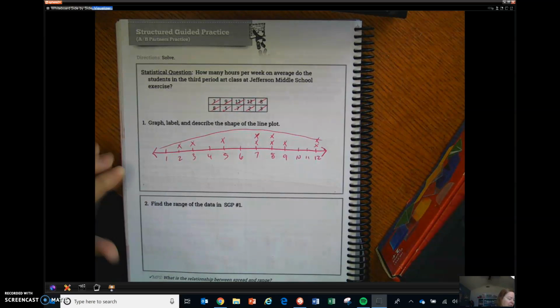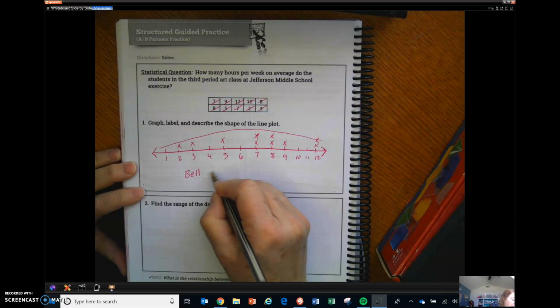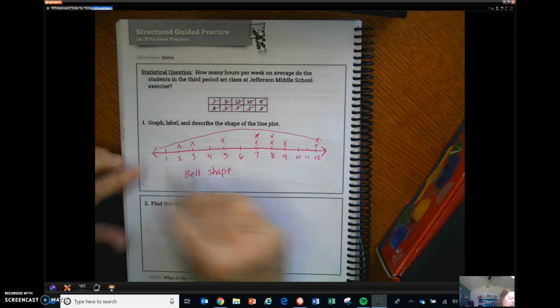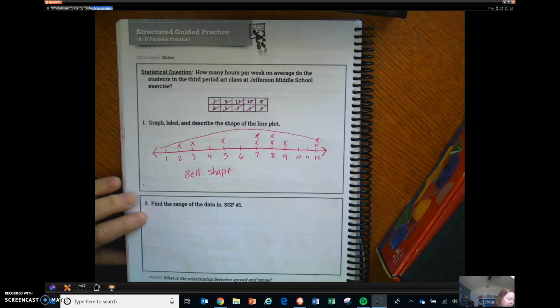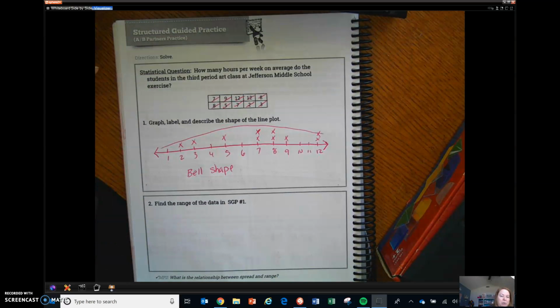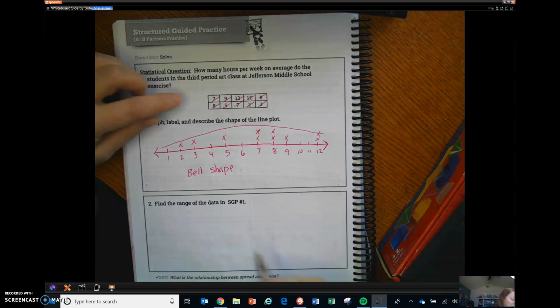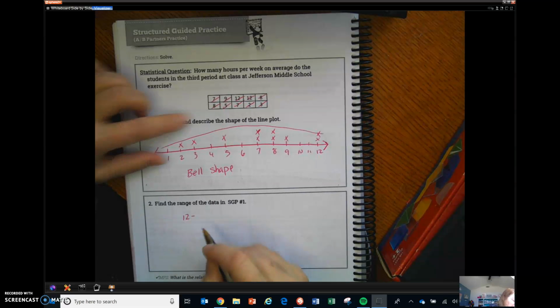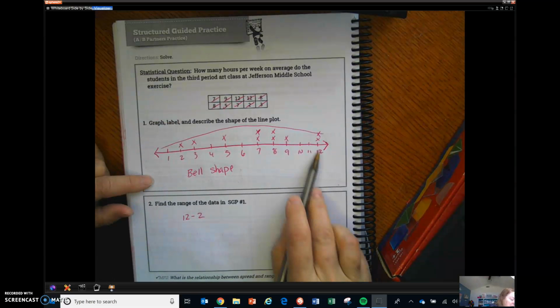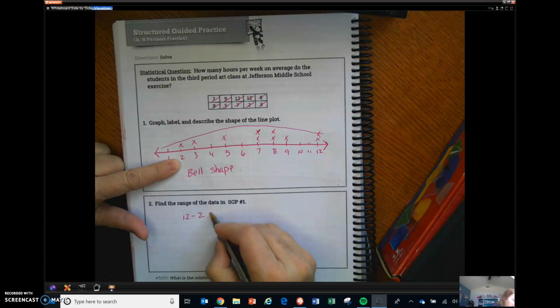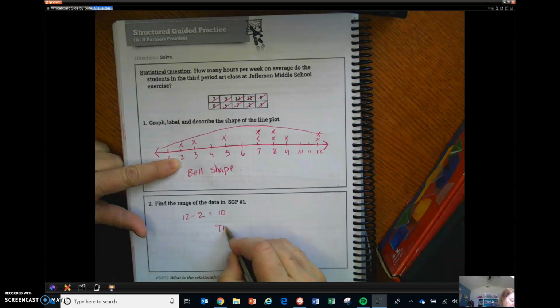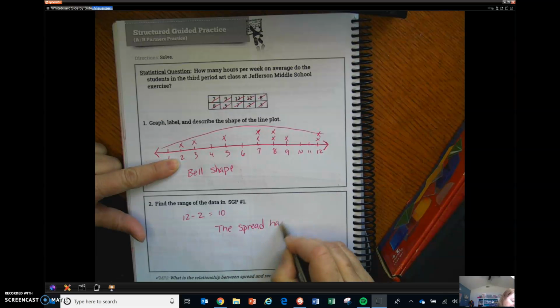So this is a bell shape, or it looks like a little hill. And then to find the range, it's going to be just one because there's no outlier. So I'm just going to take 12 minus 2, which is the largest and the smallest. That gives me 10. And I'm going to say the spread has a range of 10.